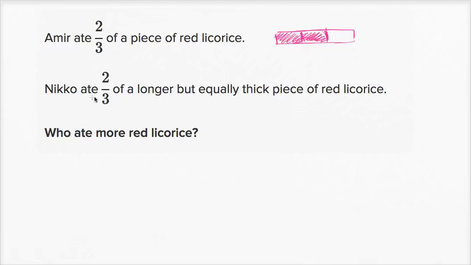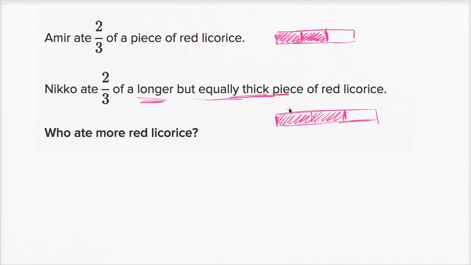Then they tell us Nico ate 2/3 of a longer but equally thick piece of red licorice. So it's going to be equally thick, but it's longer. So I'm just going to draw something that is longer. So that's longer, but equally thick. And he also ate 2/3 of this, but this is a longer piece. And it's equally thick, so it's actually going to be just a larger piece. It's going to have more licorice in it. So 2/3 of that, let me see if I can split this into thirds. And then this is 1/3, and this is a second third.